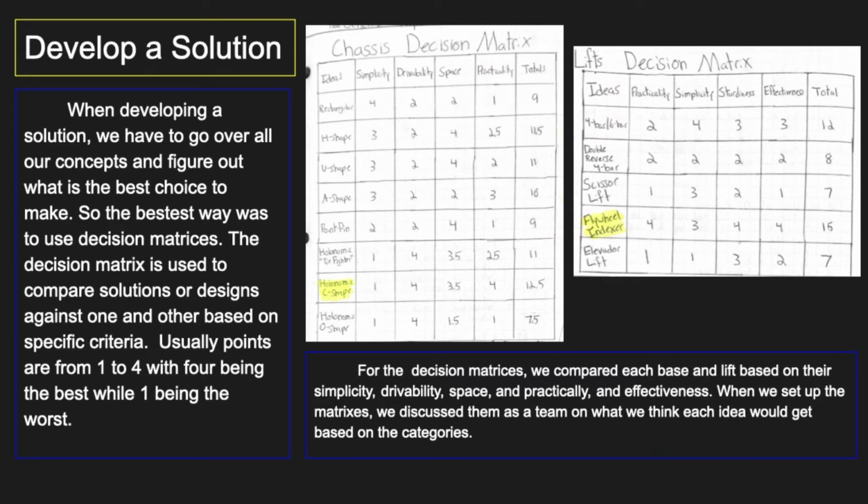So on screen, you can see how we developed the solution using the matrices. When developing a solution, we have to go over all our concepts and figure out what is the best choice to make. So the best way was to use the decision matrices. The decision matrix is used to compare solutions or designs against one another based on specific criteria. Usually points are from 1 to 4, with 4 being the best and 1 being the worst. For these decision matrices, we compared each base and lift based on their simplicity, drivability, space, practicality, and effectiveness.